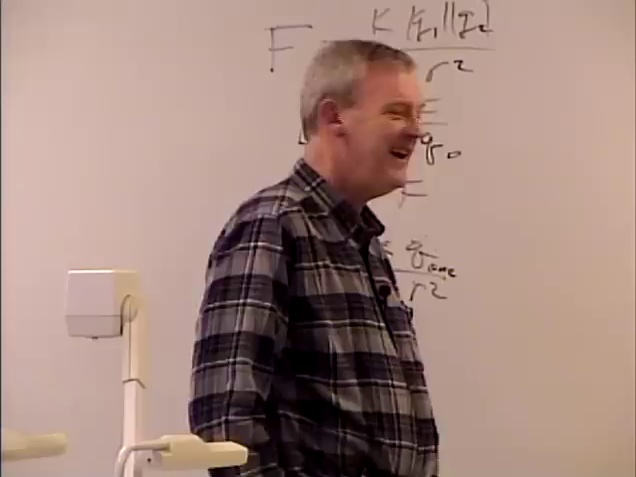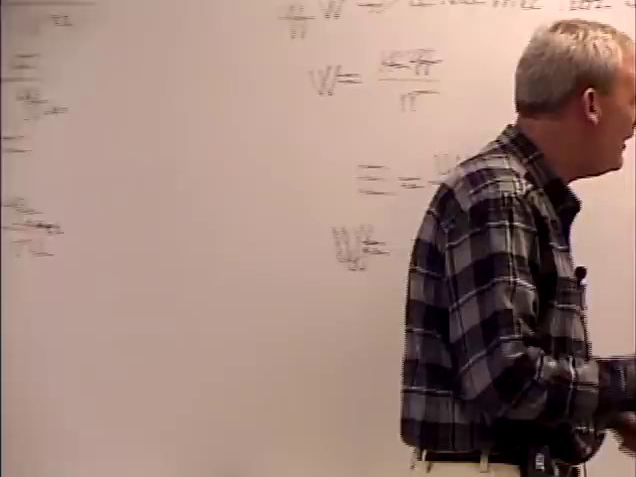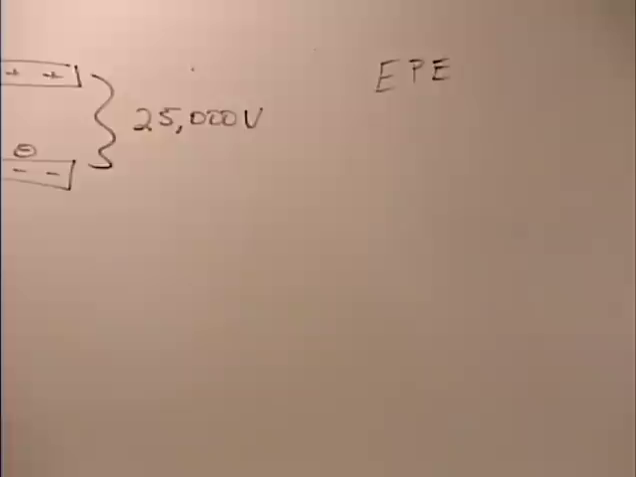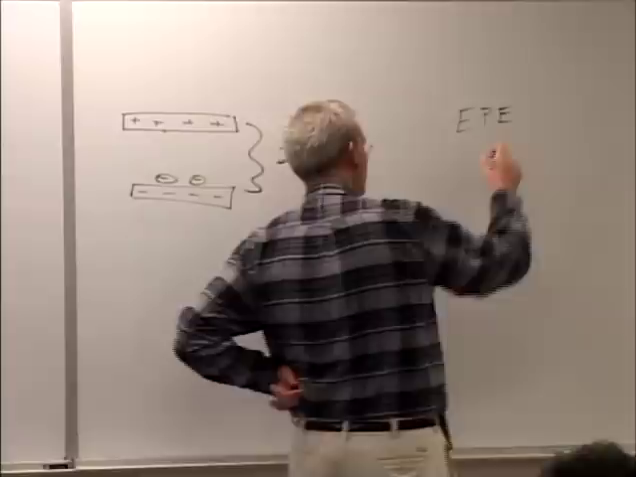So let's figure this out. Here's what we've got. We've got an electron that's going to slam into this thing. And the nice thing is, I don't need to know the distance that it's apart. I just need to know the potential difference. So I know that the electric potential energy, the EP, get used to this notation, that it's going to lose is going to equal Q times delta V.